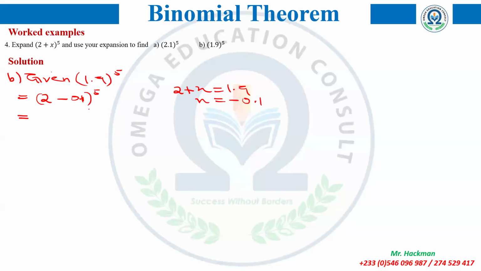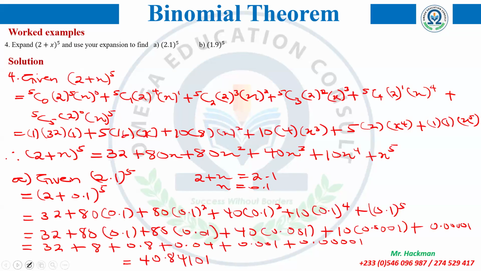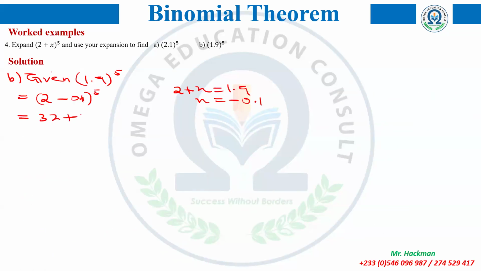At this point, your substitution will be, because this time around it is minus, when you are substituting in the expansion, your x should be negative 0.1. So it's going to give you 32 plus the other one, what was there? I think it was 80. So it will be 80 into negative 0.1, then plus 80 into negative 0.1 squared. You continue, and I believe you should be able to. All correct. Can I end here and you will continue later?